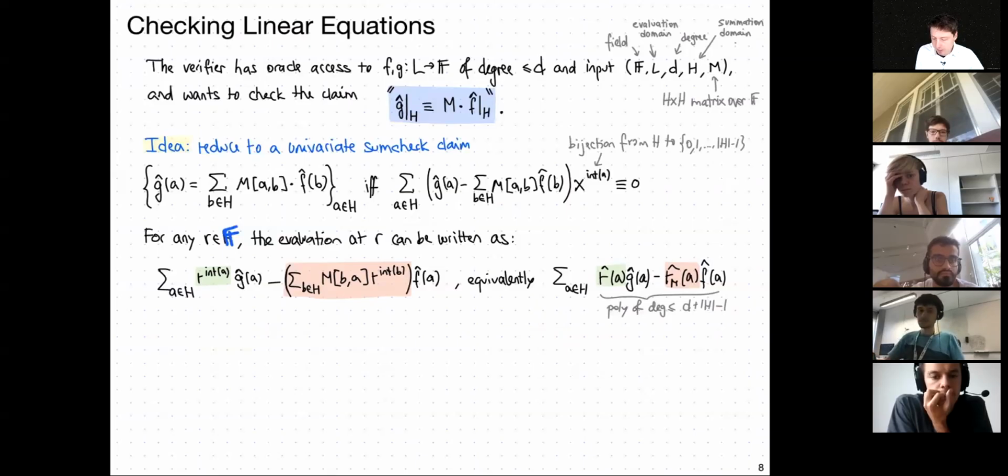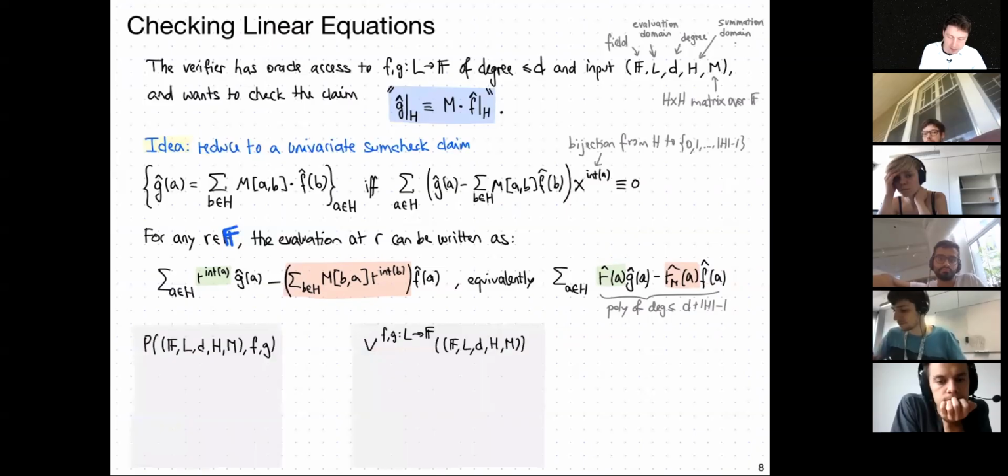Great, but now we have a univariate sum check problem where the addend has degree d plus h minus 1, right? Because these had degree d, and then each of these extensions has degree less than h, that is, h minus 1, right? So what I've done is I've taken this problem and rewritten it as a sum check problem for any choice of r. So now intuitively, of course, with a random choice of r, this condition will be equivalent to this condition with high probability. But let's see it in action.